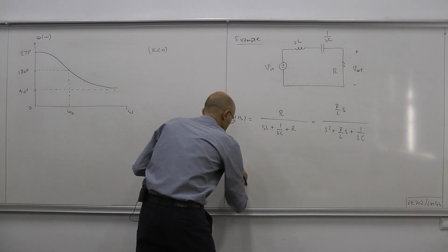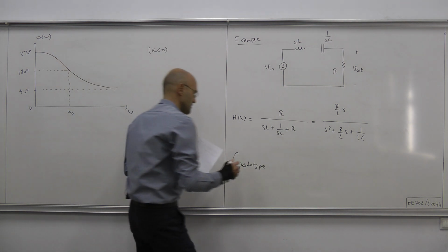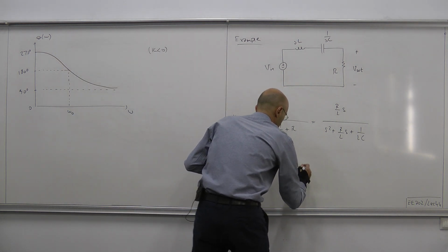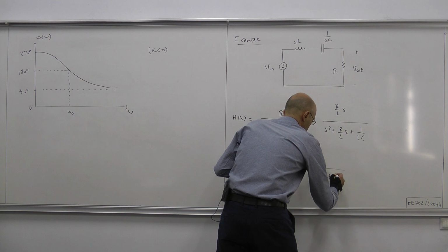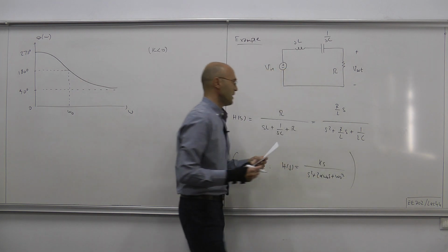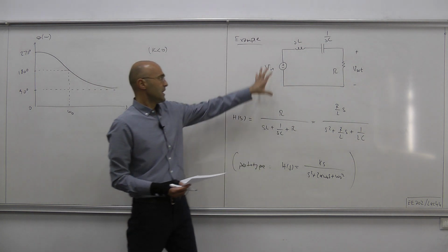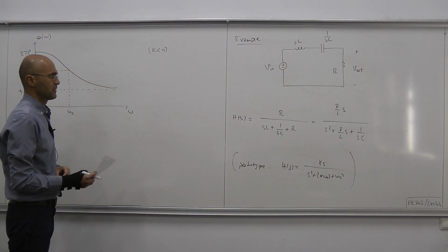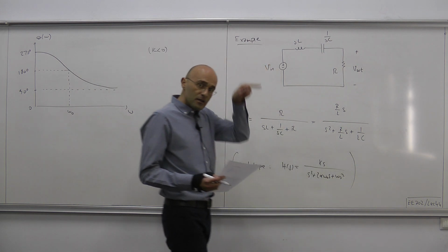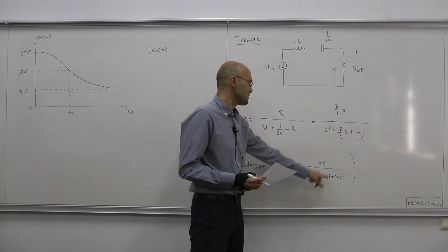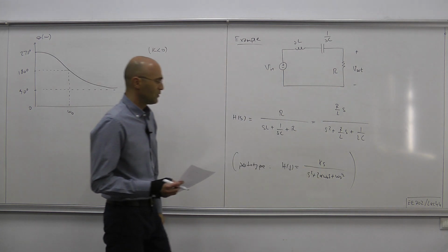Remember the prototype of a second order bandpass filter that we studied. It had the following form: Ks over S squared plus 2 alpha omega 0 S plus omega 0 squared. So first of all, the transfer function fits our prototype. Therefore, this indeed is a second order bandpass filter, with K being equal to R over L, omega 0 being equal to 1 over square root of LC, and alpha being R over L divided by 2 omega 0.